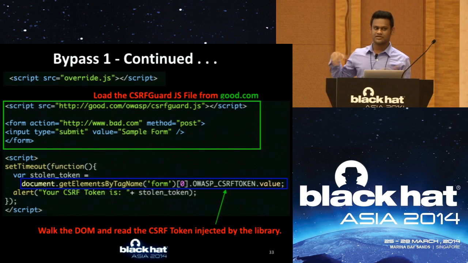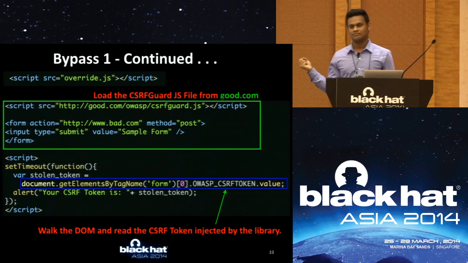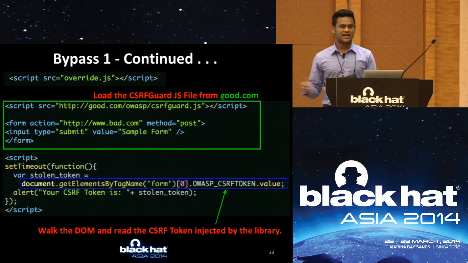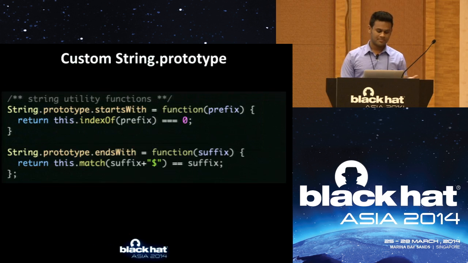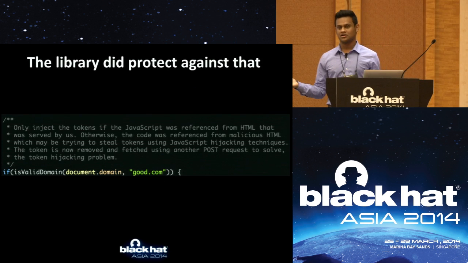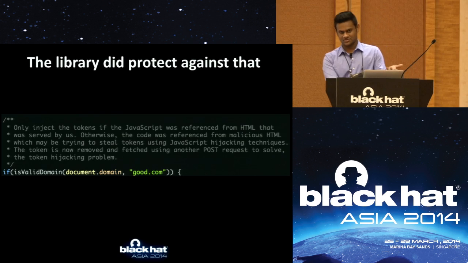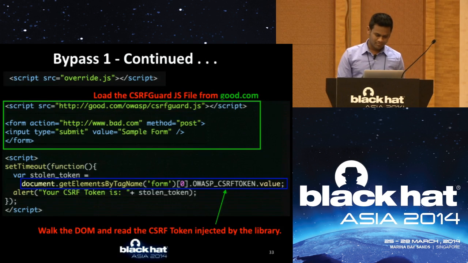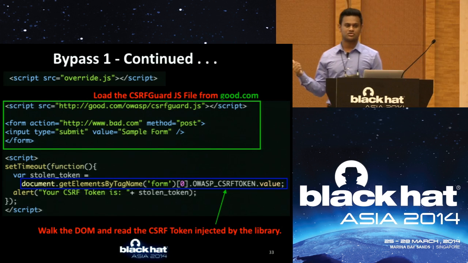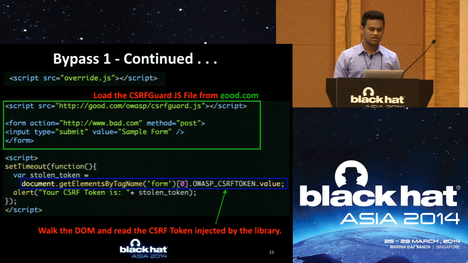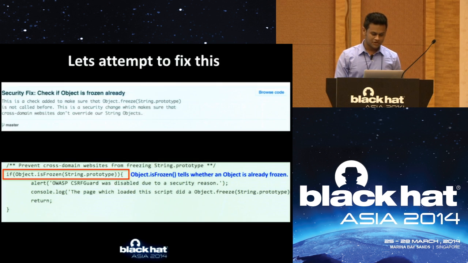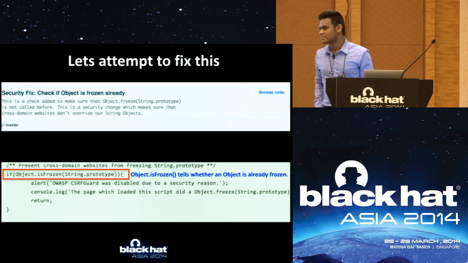Then again, it's pretty straightforward. You just inject your own forms and steal the token. So as far as OWASP CSRFGuard goes, as long as you can bypass the isValidDomain check, you're pretty much done. It's gone. There have been also other variants of prototype overriding bypasses, but this one specifically is interesting because of the Object.freeze functionality. So let's attempt to fix this, right?